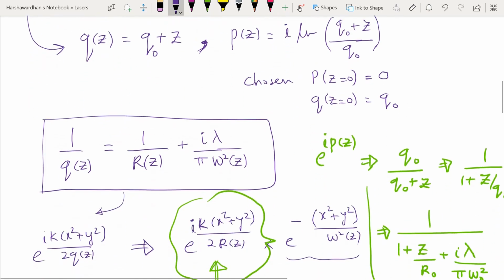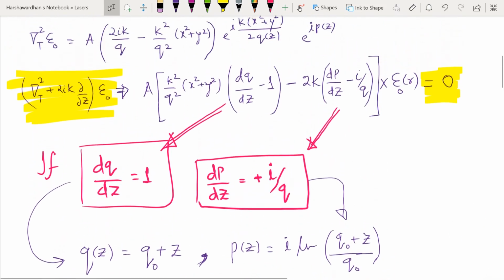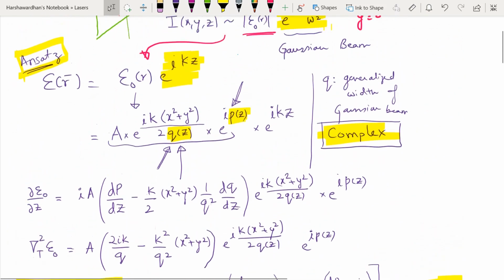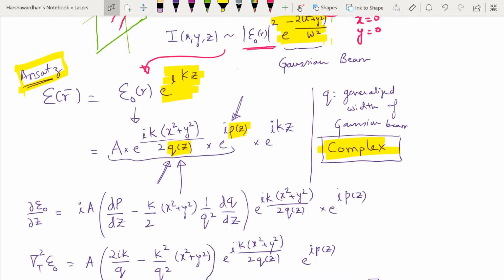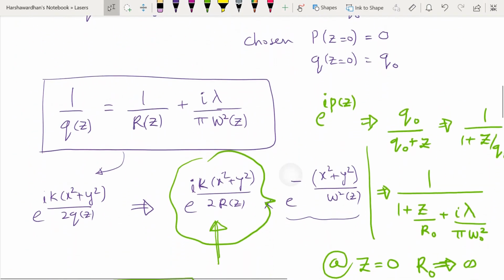So what has happened is the following: I have got an explicit form for q, and I got a relationship between p and q as well. If you recall, we wanted Q, the generalized width of the Gaussian beam, to be a complex quantity. So I construct a form which is complex for the generalized width. There is a real part to it, and there is an imaginary part to it.